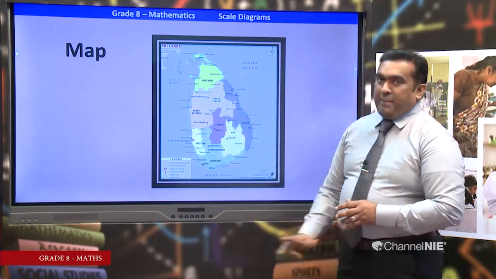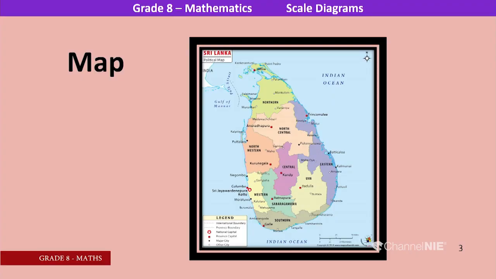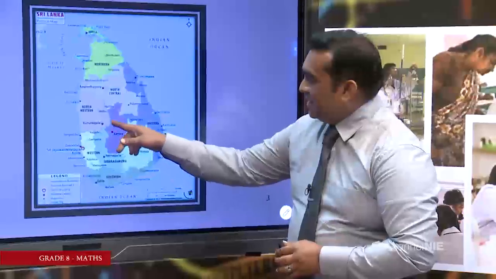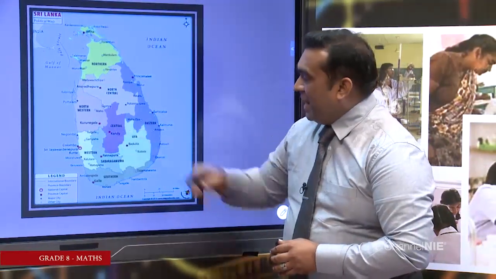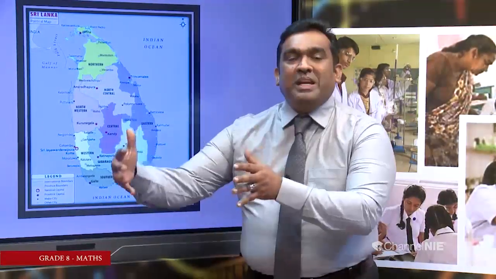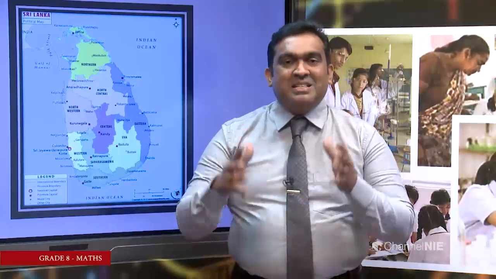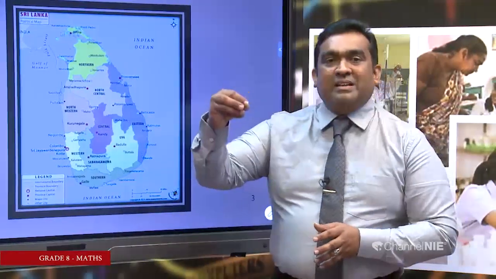Now you can see a map. This is an example of a scale diagram. The actual measurement is decreased by this diagram. You can see the distance between Kurunegala and Kandy can be represented using centimeters. Kilometers are converted into centimeters, decreasing measurements. That is the concept of the scale. This is an example of decreasing actual measurements: a map.